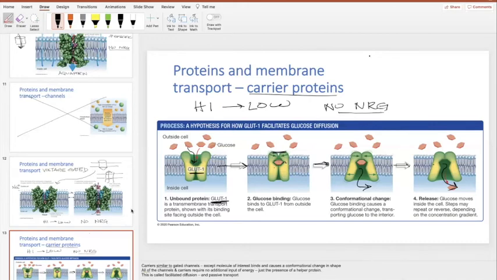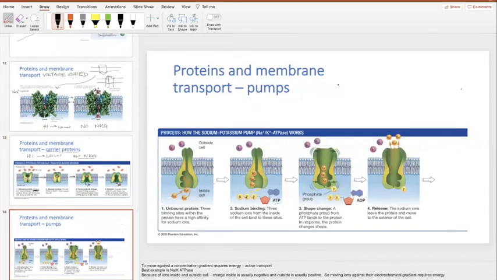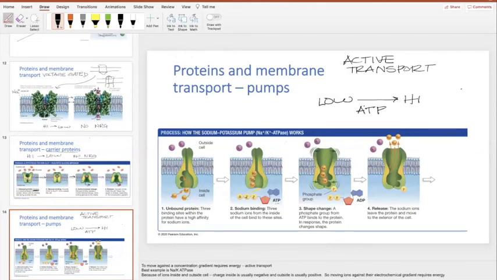Okay, now let's contrast that with active transport. And that's what we're going to talk about here. So active transport is different than facilitated diffusion because in active transport, you're going against your concentration gradient. Normally you'd be going from high concentration to low concentration, but in active transport, you're going from low to high. So you're going in the opposite direction, and that is going to require energy in the form of ATP, okay?